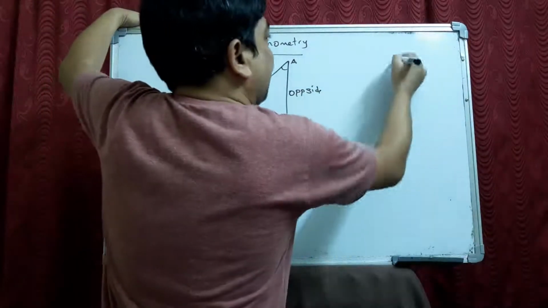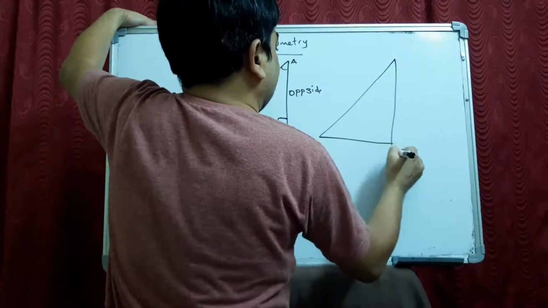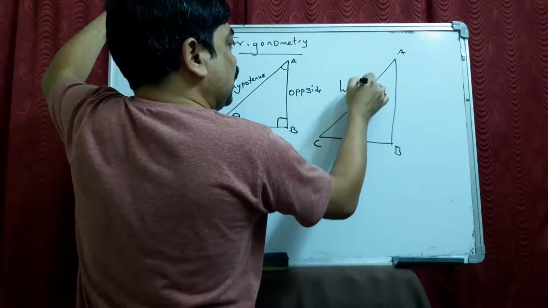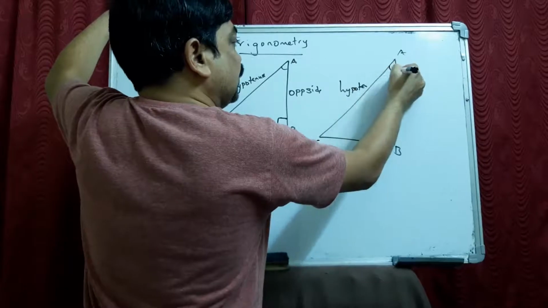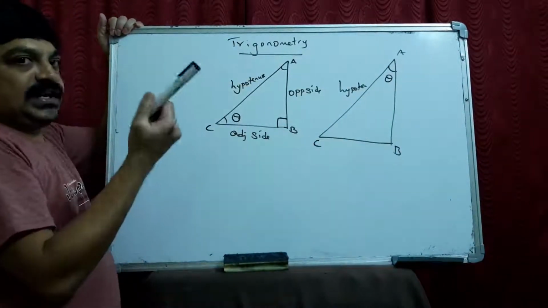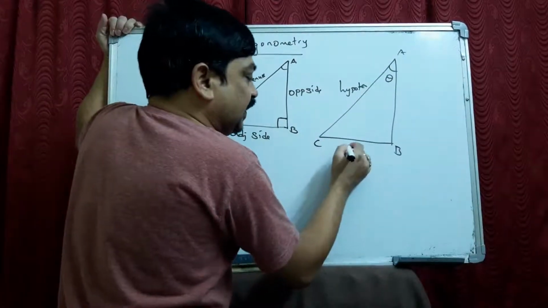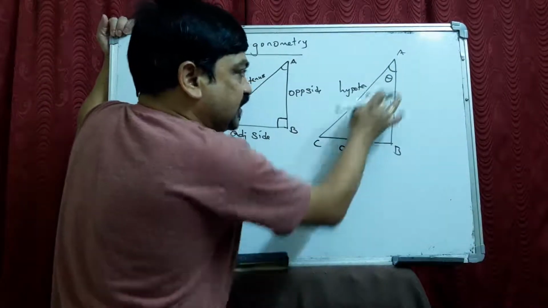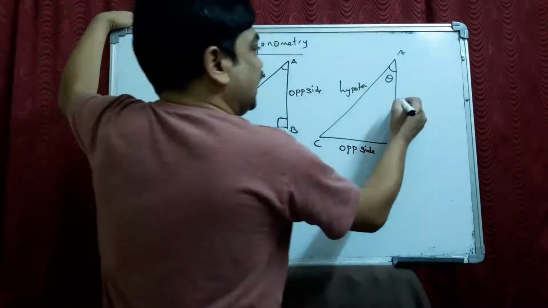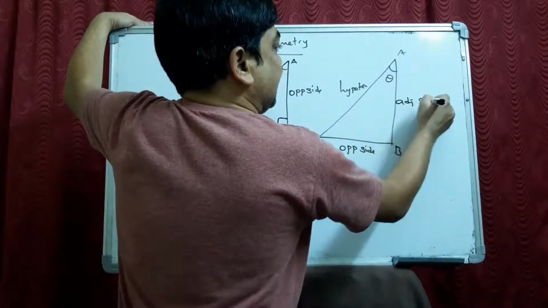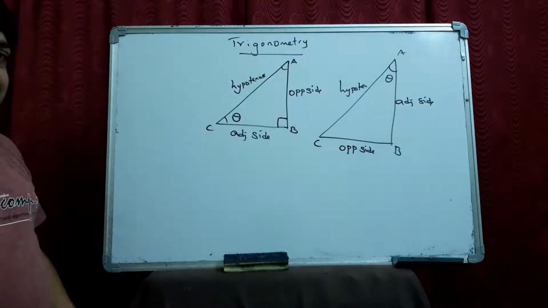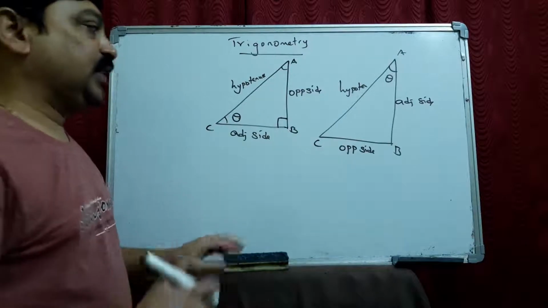Suppose I take a right angle triangle like this, ABC, and this is the hypotenuse, no doubt, the largest side is always the hypotenuse. Among these 2 you can take theta anywhere. If you take theta here, this is the opposite side, opposite to theta, and this is the adjacent side. Okay, we have 3 sides. Suppose I tell you with an example.